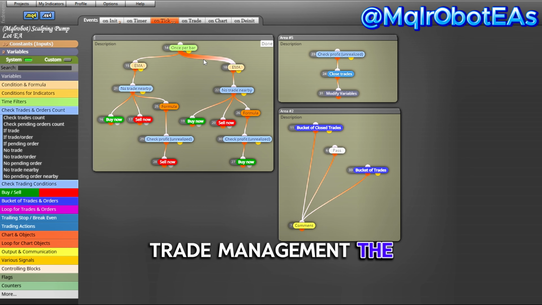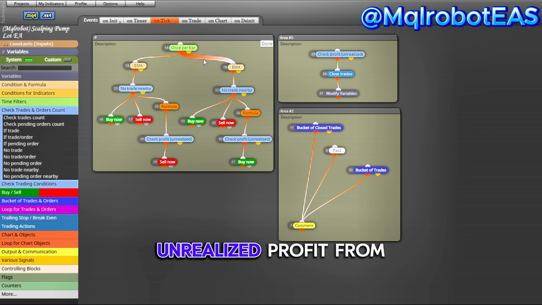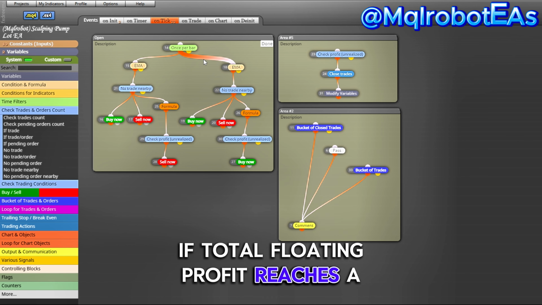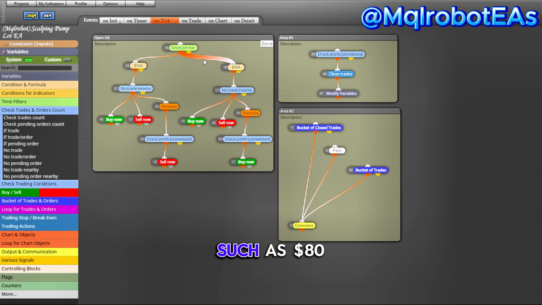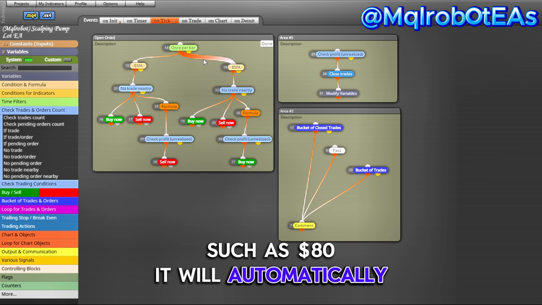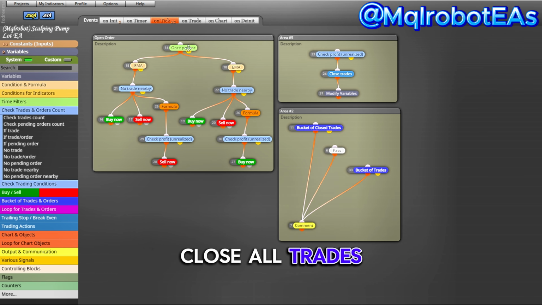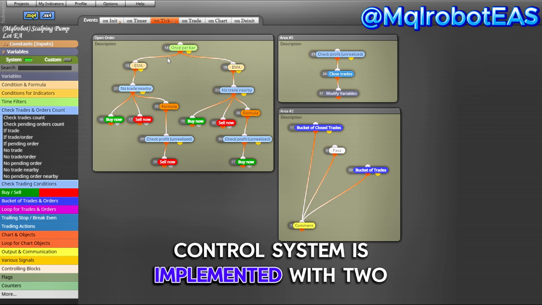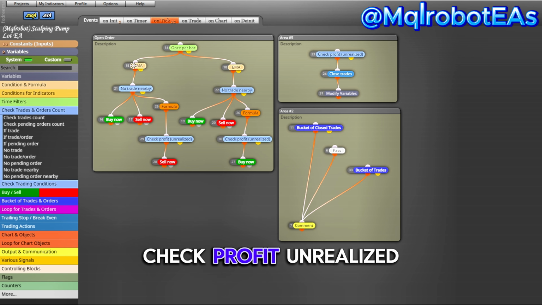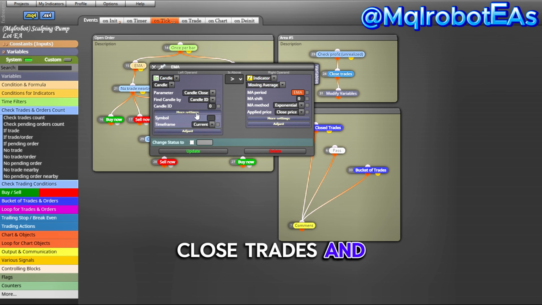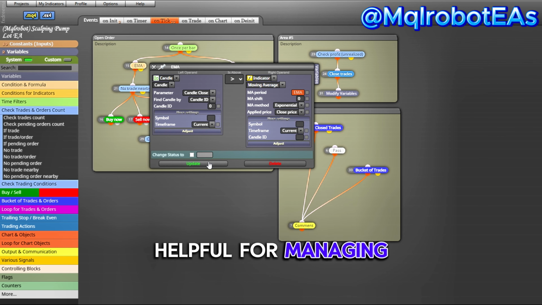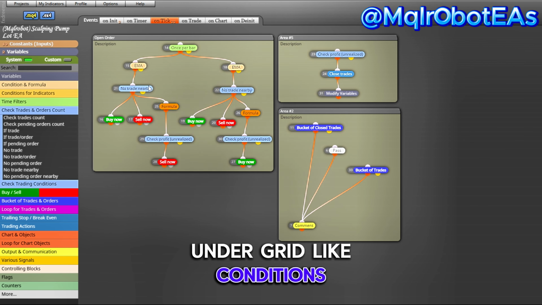Trade management. The EA also monitors unrealized profit from open positions. If total floating profit reaches a defined threshold, such as $80, it will automatically close all trades and reset variables. This profit control system is implemented with two blocks: check profit (unrealized), and close trades and modify variables. You'll also find a bucket system for tracking open and closed trades, helpful for managing multiple trades under grid-like conditions.